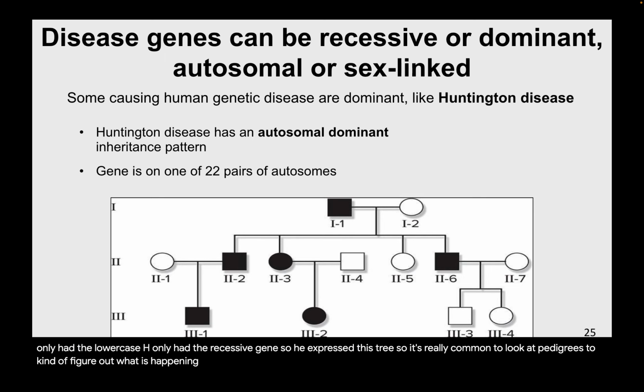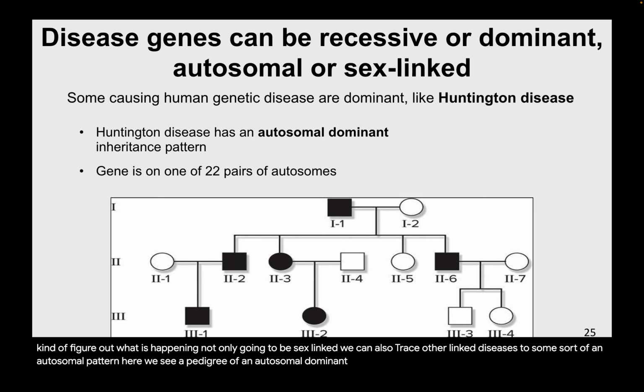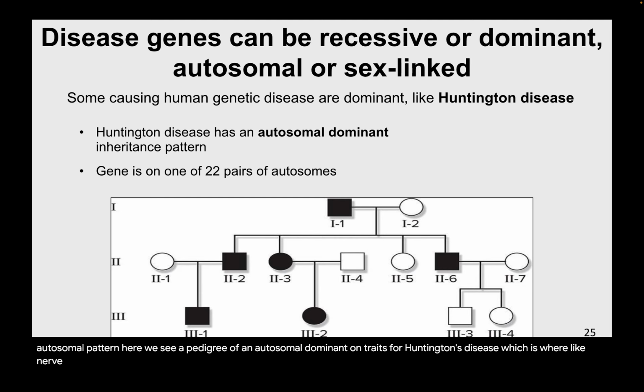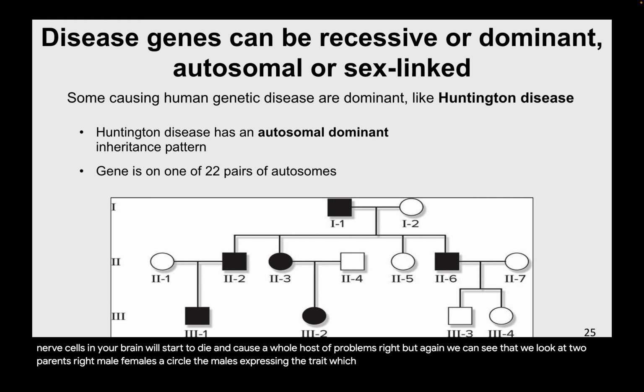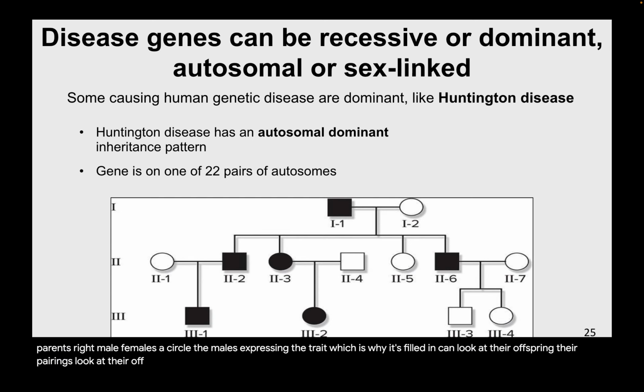Okay? Not only can it be sex-linked, we can also trace other linked diseases to some sort of an autosomal pattern. Here we see a pedigree of an autosomal dominant trait for Huntington's disease, which is where nerve cells in your brain will start to die and it can cause a whole host of problems, right? But again, we look at two parents. Male, female is a circle. The male is expressing the trait, which is why it's filled in. You can look at their offspring, look at their pairings, look at their offspring, who expresses it, who doesn't, right?